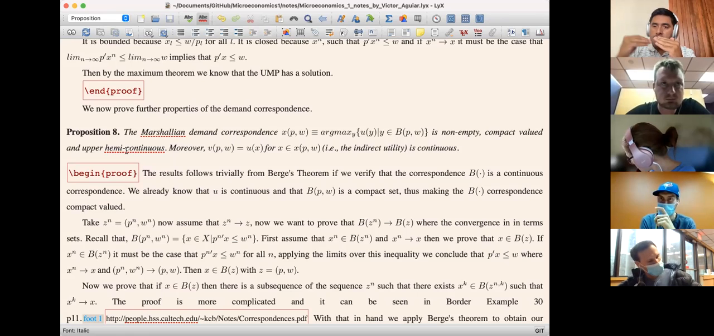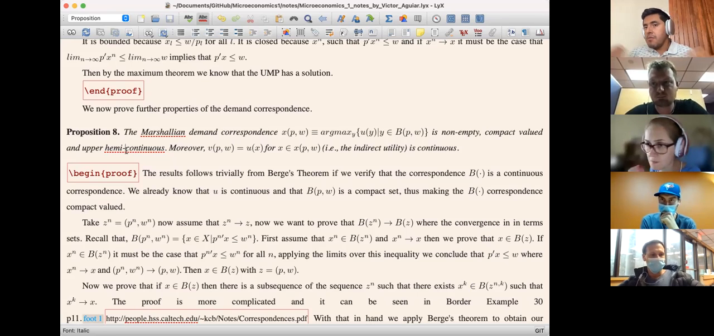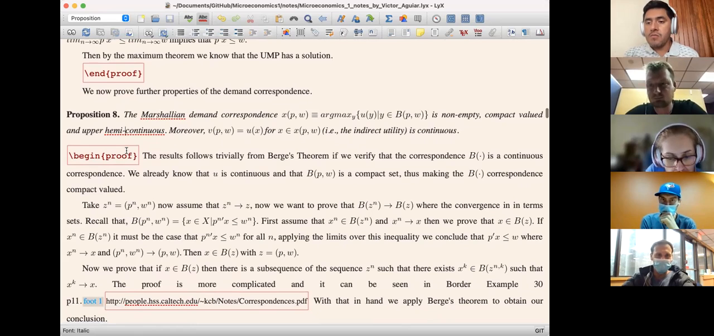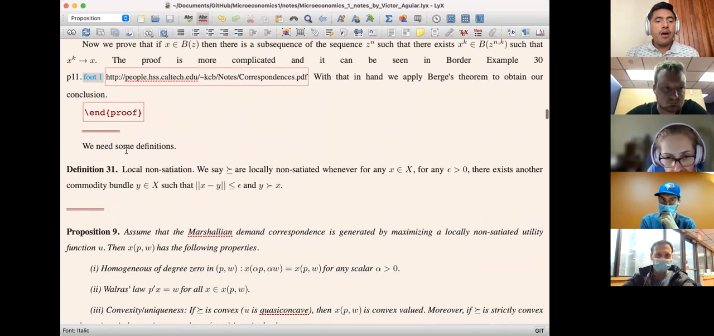So it has to change basically continuously as you change prices and income. But it's nothing else, nothing striking, right? So this is Berge's maximum theorem. Okay, great. Now, we're going to get to something more fundamental, right?